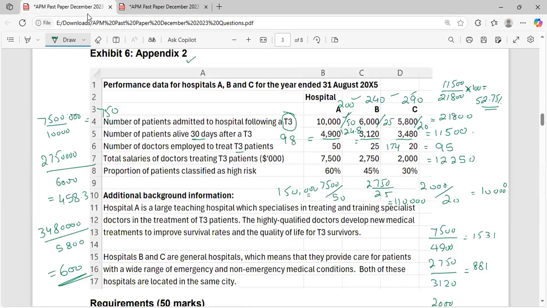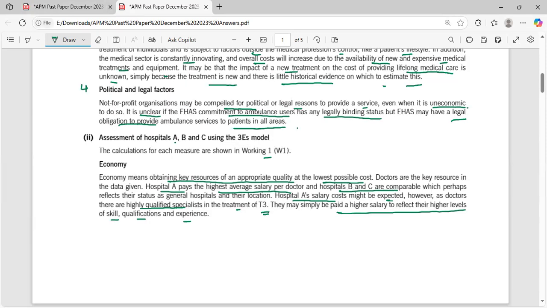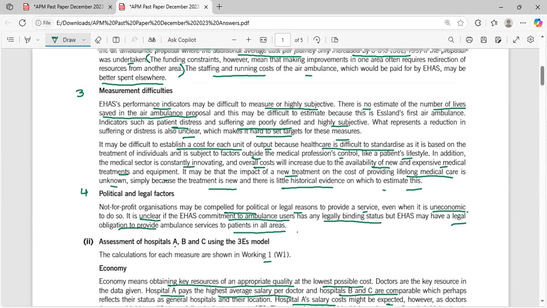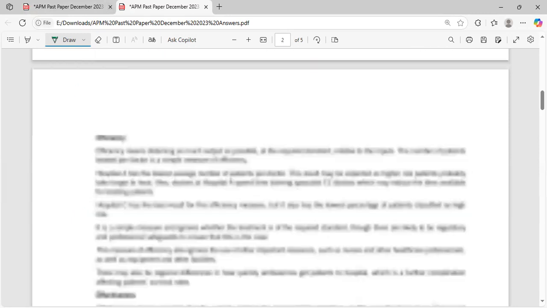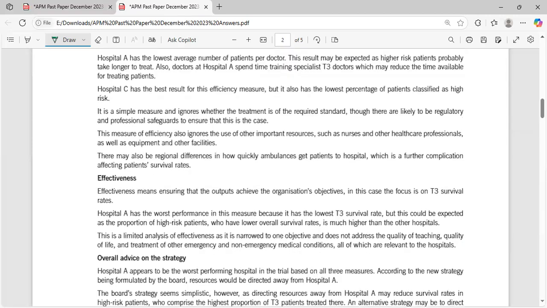So if we look at the patients, they are serving 98 patients each, and the survival rate of the patients in hospital A, sorry, in working A, is 49%. On the other hand, where salary is low, the survival rate of the patients is high, and they are serving the lowest possible patients, and the others are serving the highest number of patients.